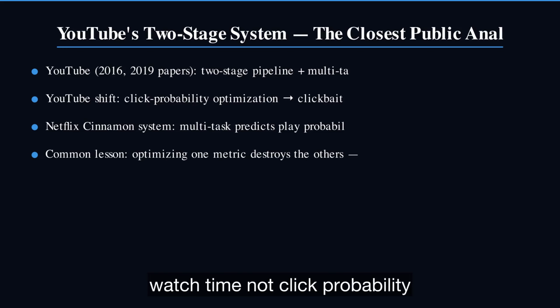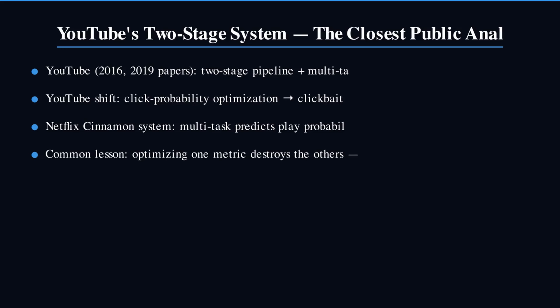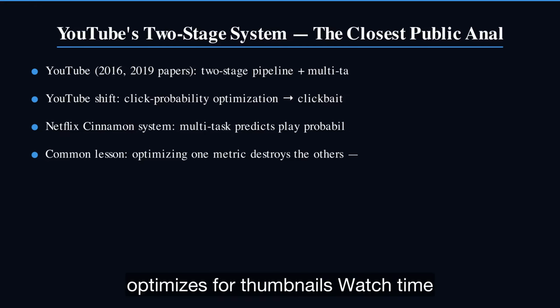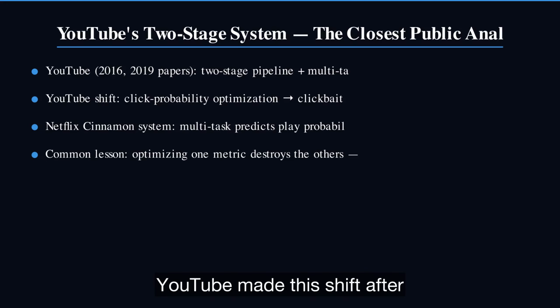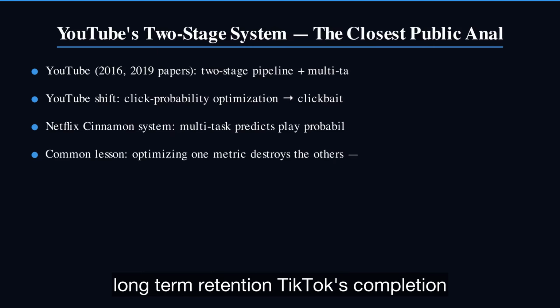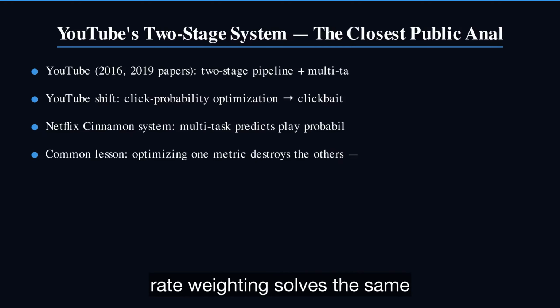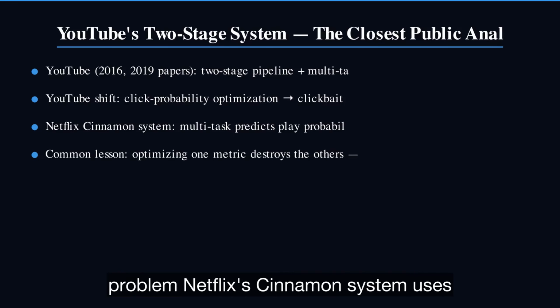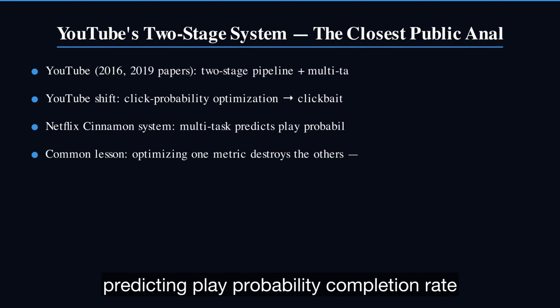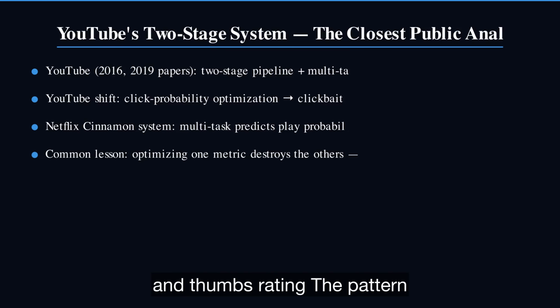YouTube's ranking model predicts expected watch time, not click probability. This is critical. Click probability optimizes for thumbnails. Watch time optimizes for actual content quality. YouTube made this shift after discovering clickbait thumbnails were destroying long-term retention. TikTok's completion rate weighting solves the same problem. Netflix's Cinnamon system uses the same multitask framework, simultaneously predicting play probability, completion rate, and thumbs rating. The pattern is universal at scale.